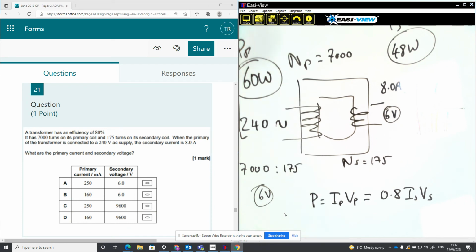So the only one that matches that is A. If you look at C and D, they are as if it's a step-up transformer, so they are clearly wrong. So the only possible alternative would be B, but then the powers don't work. The powers give you the ratio being incorrect.